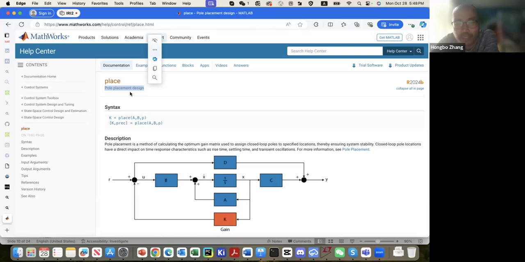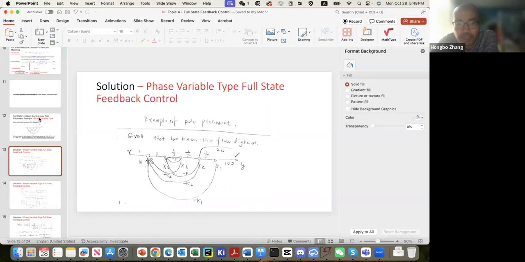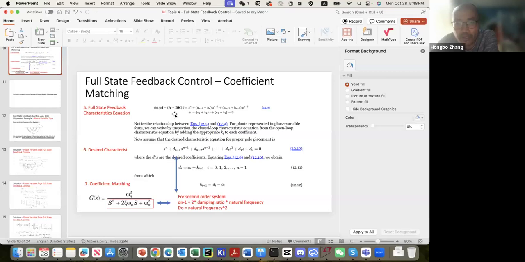Pole placement, in contrast to LQR and PC, you can do by hand calculation. Why? Because it's simpler. Why simpler? Because you're just matching the characteristic equation. That's all you do. As long as you match the characteristic equation from the feedback system, determinant of SI minus A plus BK, calculate the determinant, and match the values we desired, you can solve for K. That's all. Wow, how simple it is.